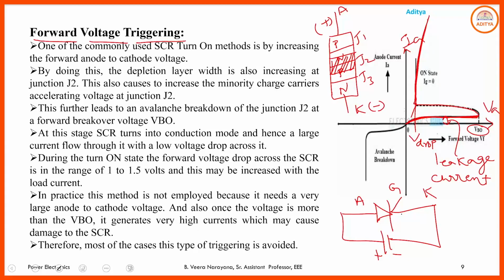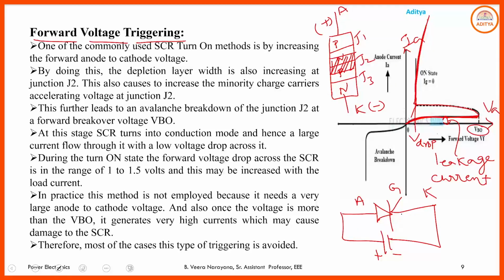So in this forward voltage triggering method, we simply provide a large amount of voltage across the SCR. Whenever that voltage is greater than or equal to the forward breakover voltage, the SCR comes to the on state. So from a theory point of view, this forward voltage triggering method is used to trigger, or turn on, the SCR.